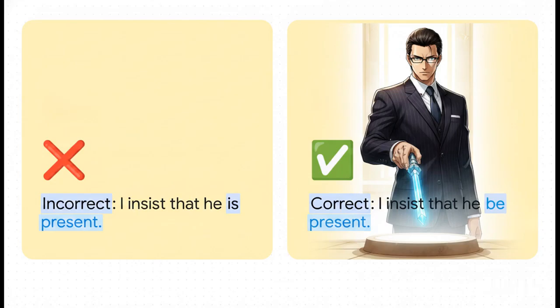Incorrect, I insist that he is present. Now, why is that wrong? Well, the verb insist is a massive trigger word for demand. That means we're out of the realm of facts and into the subjunctive mood. So we must use the bare base form of the verb. The correct formal sentence is, I insist that he be present.